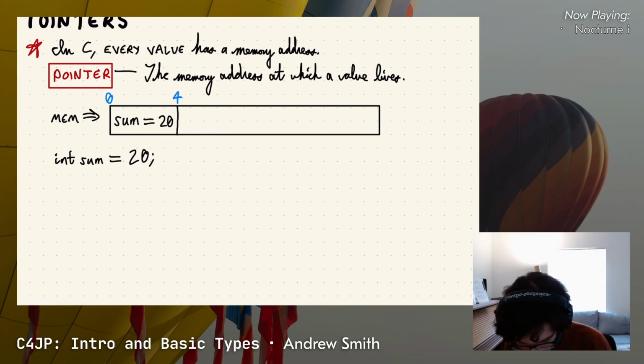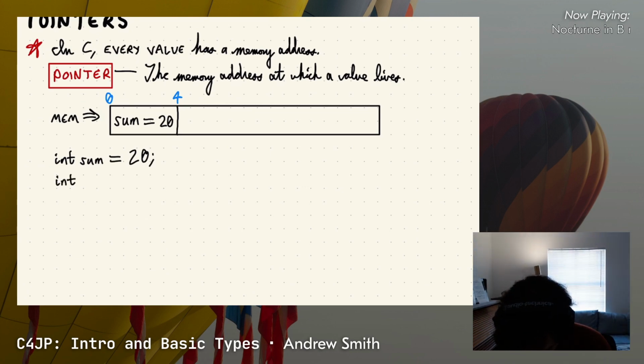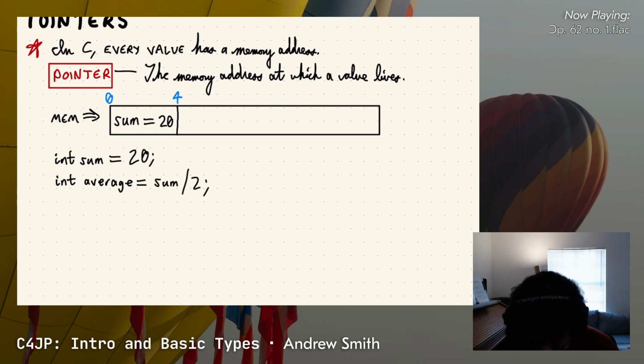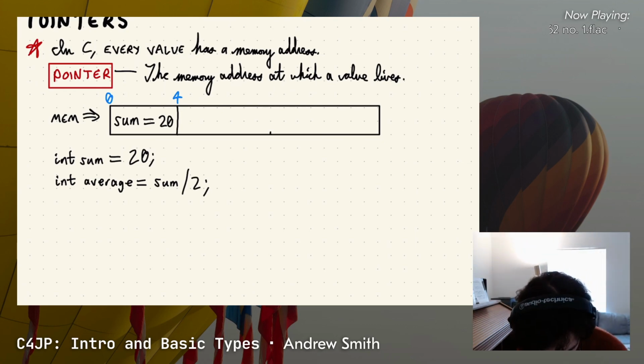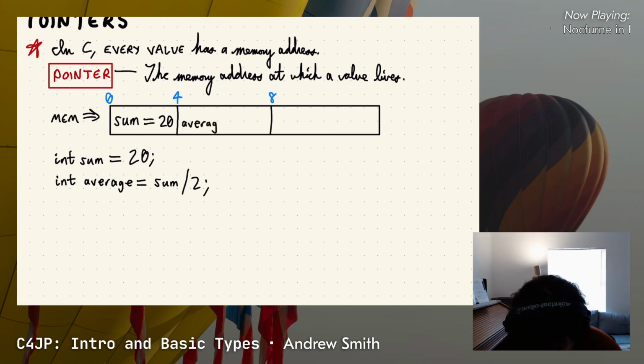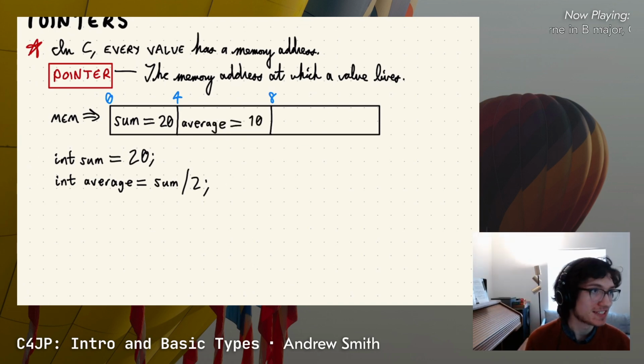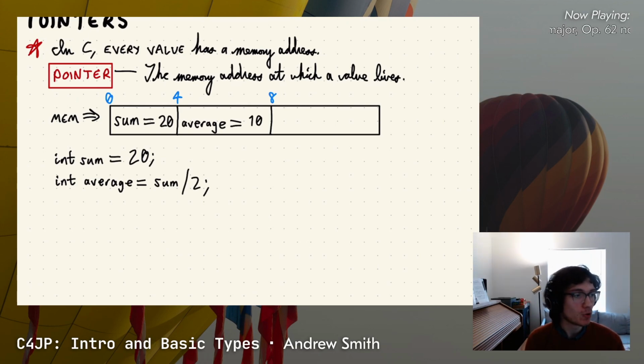I can do this for other things too. I can say int average equals sum divided by 2. What I'm really doing is I'm again telling the C compiler, hey, I want some space for an integer-sized variable of 4 bytes called average, and I want to assign a certain value, in this case 10. And this is really, at the most basic level, again, how memory works.